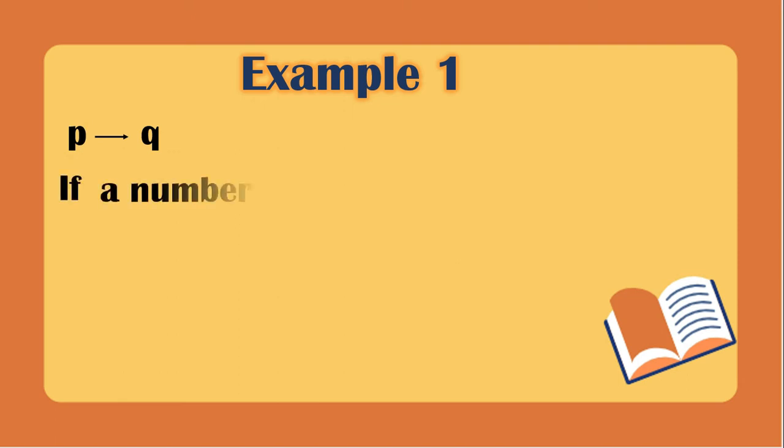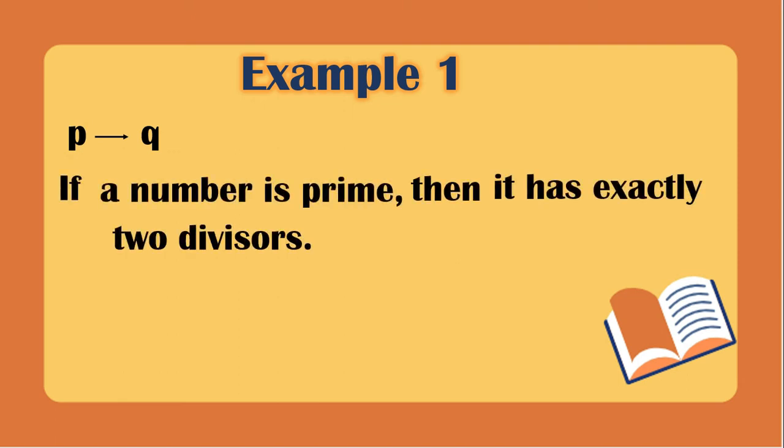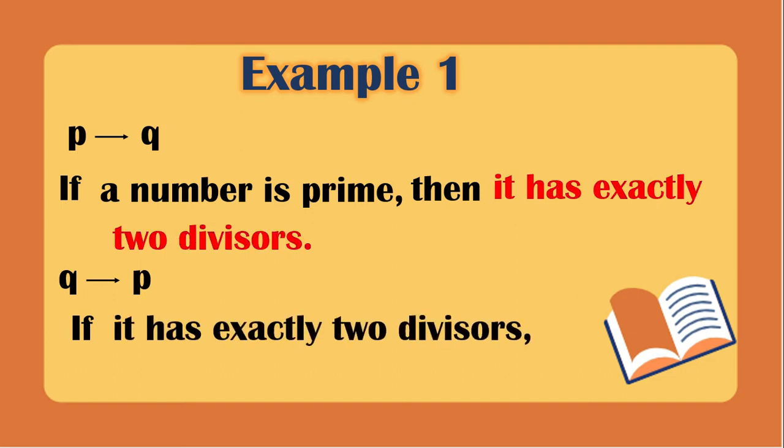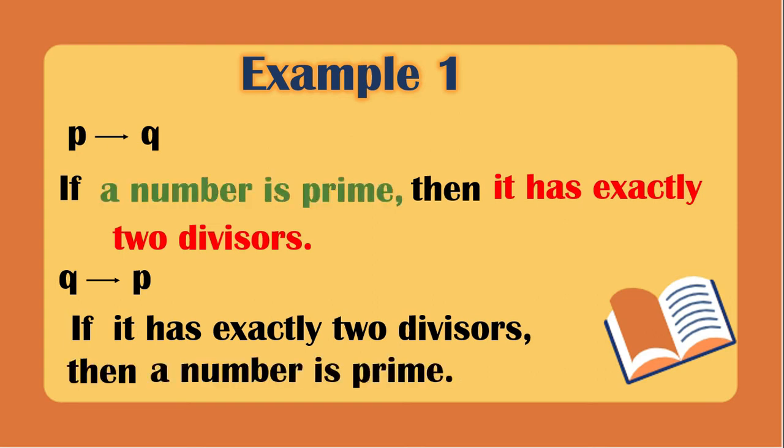Let's have example number 1. Our conditional statement is, if a number is prime, then it has exactly 2 divisors. So we will reverse this statement. We will make it Q implies P. The phrase in the then part will be placed in the if part, so that will be, if it has exactly 2 divisors. And then the hypothesis will be transferred to the then part, so that will be, then a number is prime. So the converse statement of this one is, if it has exactly 2 divisors, then a number is prime.